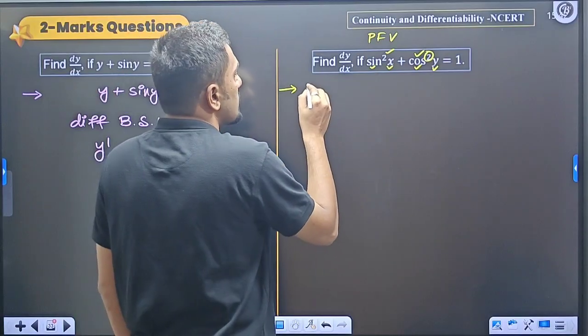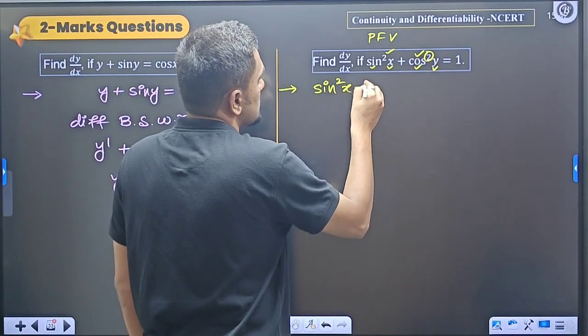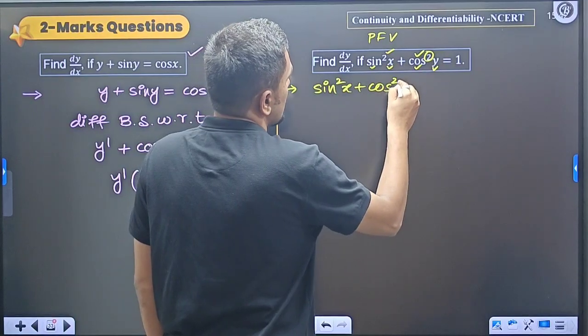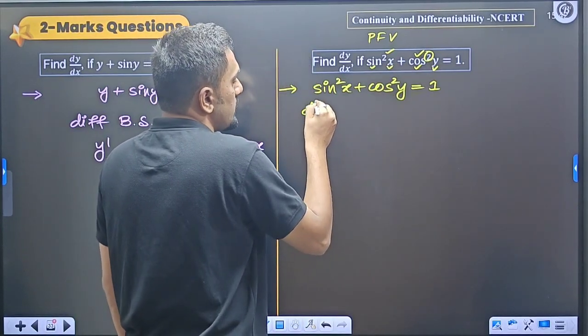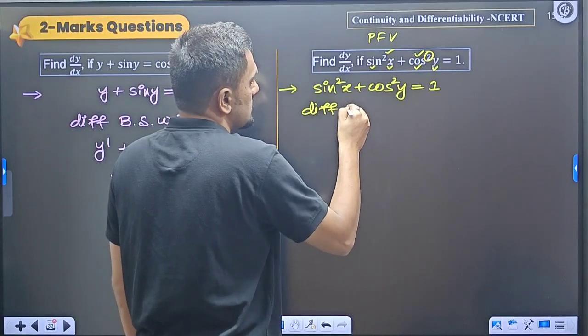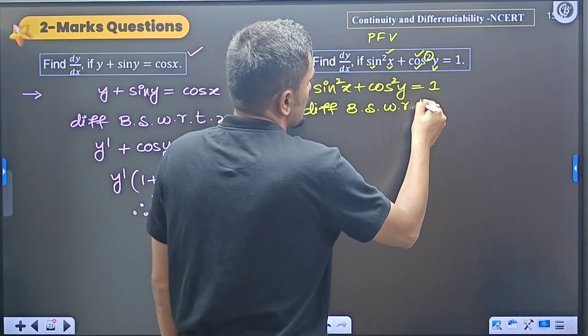Let me write the given function, that is sin square x plus cos square y is equal to 1. So let me differentiate this function with respect to x, differentiating both sides with respect to x.